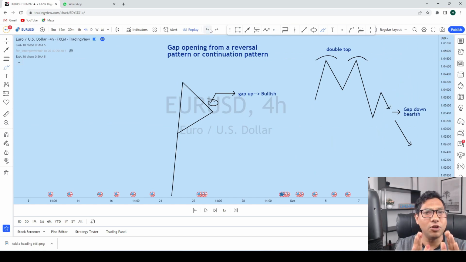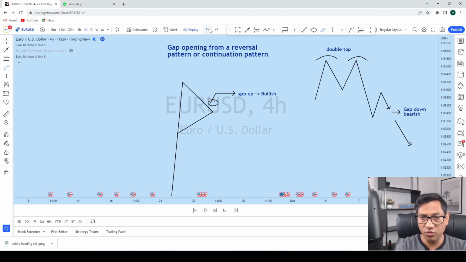So for any kind of pattern, once you identify which way the market should be heading and then the price opens with a gap, there is a high probability this price will continue to move in the same direction as the pattern. Now let me show you quite a few examples of this one and then we'll jump onto the second part of this video.